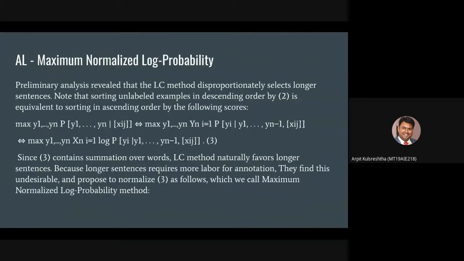The next approach is maximum normalized log probability. It can be seen as a transformation of the LC method, which selects longer sentences. So if there are longer sentences, we have to perform active learning as per the maximum normalized log probability. This method does the sorting in ascending order, and it favors longer sentences. Longer sentences require more labor for annotation, so they find this undesirable. So we have to use this maximum normalized log probability method specifically for long sentences.